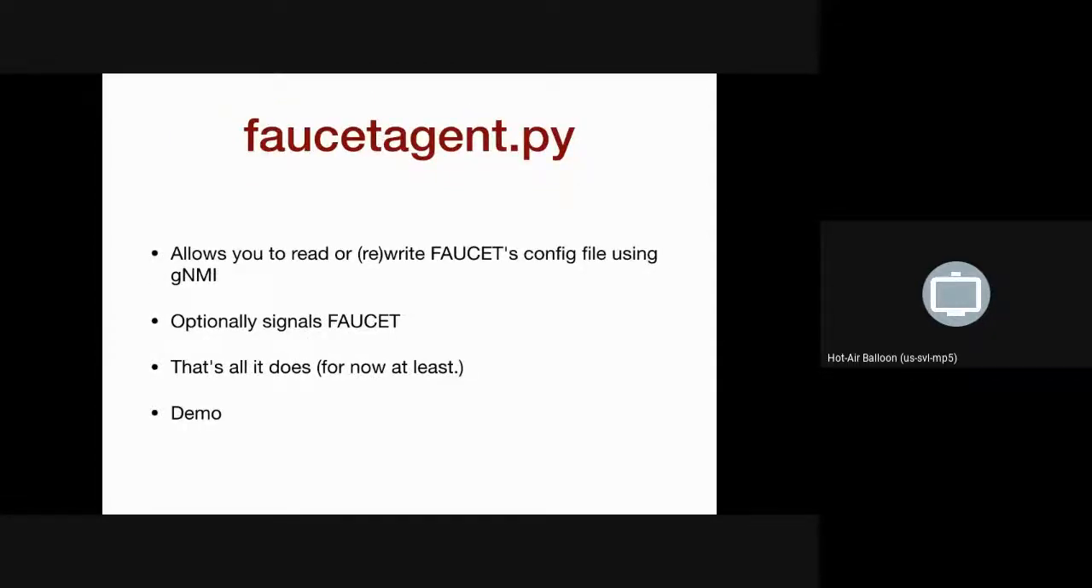And so the answer, or at least the prototype answer that I propose, working with Brad and Josh, is faucetagent.py. It's the simplest possible gNMI agent you can imagine that just allows you to read or rewrite Faucet's YAML config file using gNMI. And it optionally signals Faucet to restart it, although it doesn't have to, and that's all it does. So I'm going to give you a demo.